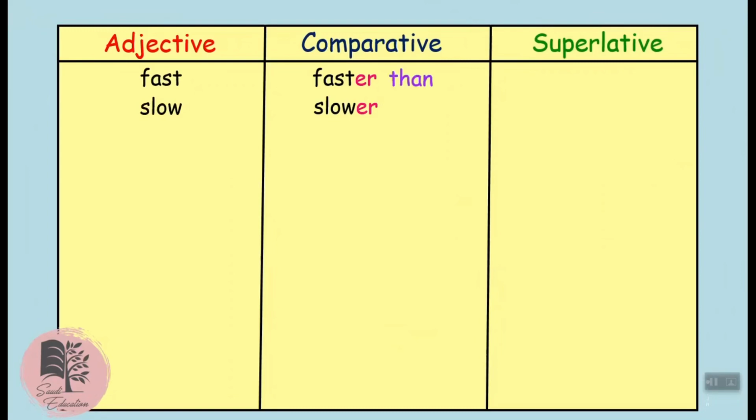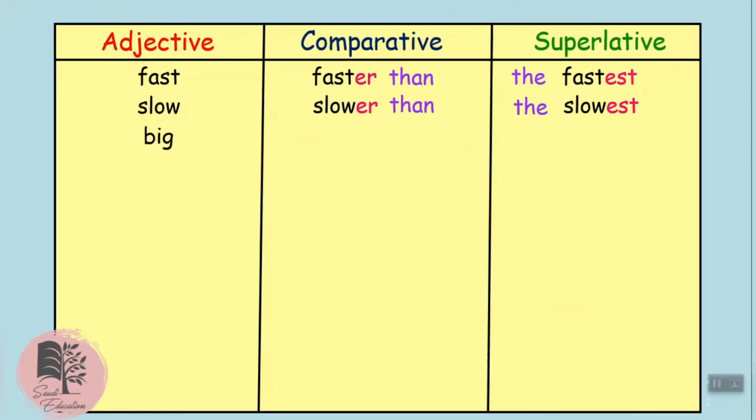Faster than, slower than. To make a superlative, we add est at the end of the adjective. Fast becomes the fastest, slow becomes the slowest. Also, it is important to have the article the before a superlative.